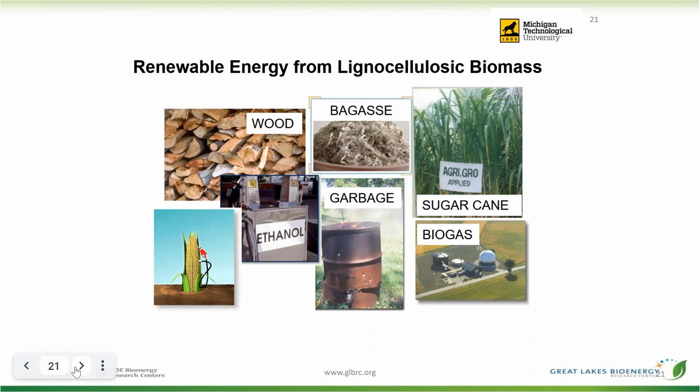Lignocellulosic biomass is a valuable commodity as an alternative to petroleum for the production of biofuels. Agricultural residue like bagasse, food crops like sugarcane and corn, wood-based feedstock like poplar and willow, and certain domestic and industrial waste materials are some examples of lignocellulosic biomass.